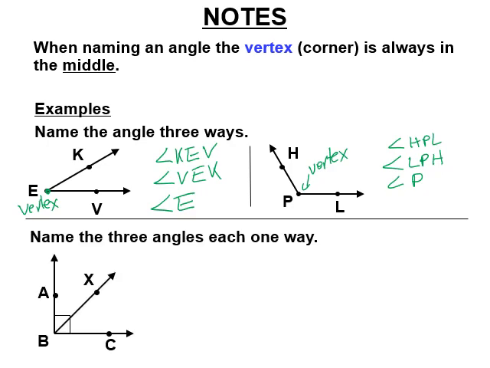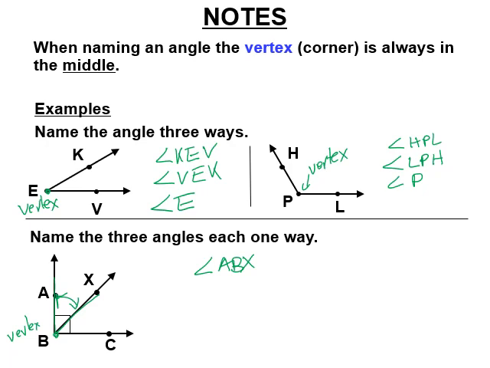Right, so here's that picture I showed you earlier. There are 3 angles there. You only have to come up with one name for each of them. But there are 3 angles to be named there. Well, this angle right there, we could call angle ABX. We could also call it XBA. B is the vertex.